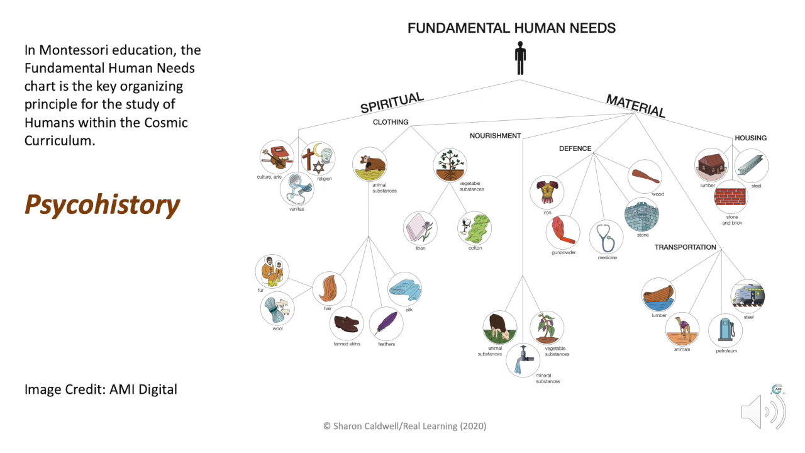So Montessori saw human needs divided into two areas, spiritual and material. And this is a fundamental needs chart that is used in Montessori, and it's used as a key organizing principle actually for the study of humans and therefore history within the cosmic curriculum for 6 to 12-year-old children. And that's really as far as most discussions around needs in Montessori training goes from my experience.